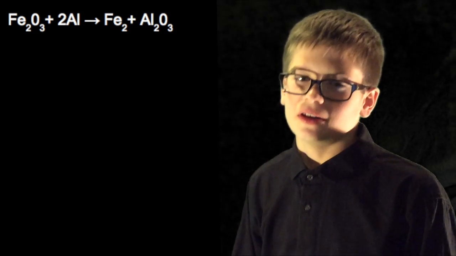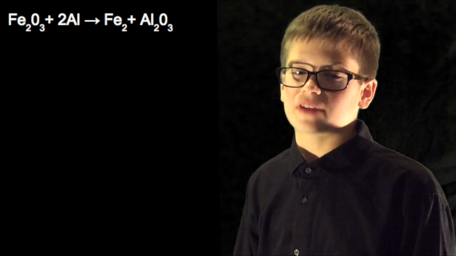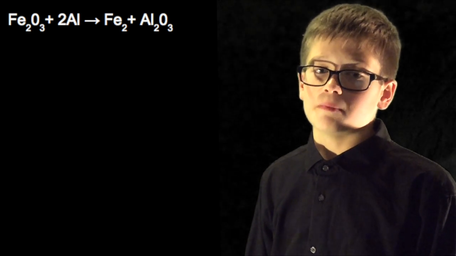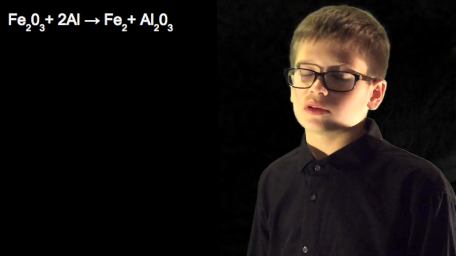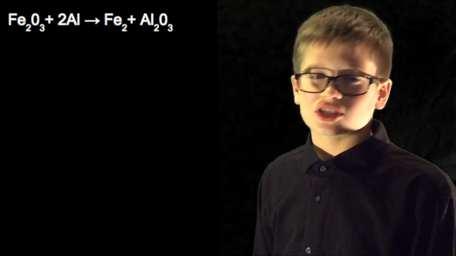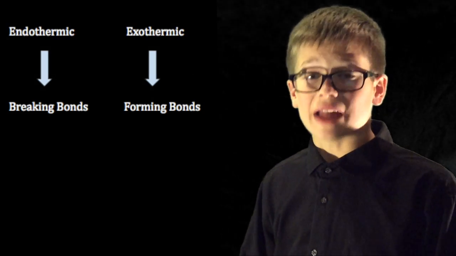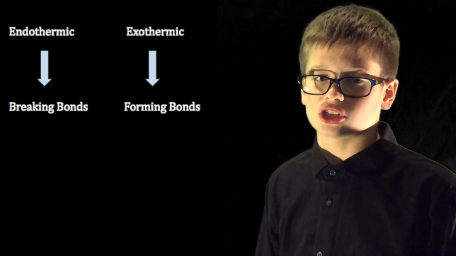Hey guys, it's Ethan. We'll be talking about thermite and types of chemical reactions. Thermite is a chemical composition of a metal and a metal oxide. The thermite I will demonstrate consists of aluminum and iron oxide. I will use this demonstration to talk about the differences between endothermic and exothermic reactions.